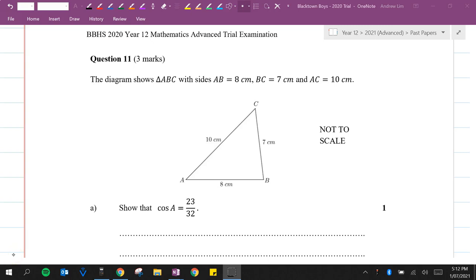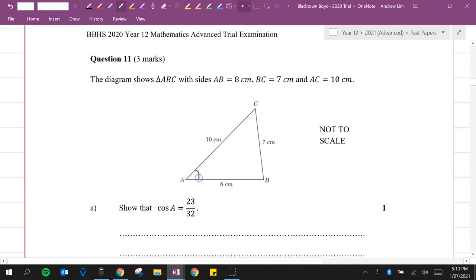Okay, so in this video, we're going to be looking at question 11 of the 2020 Blacktown Boys High School Trial exam. The diagram shows triangle ABC with sides AB equals 8 centimeters, BC equals 7 centimeters, and AC equals 10 centimeters. Show that cos of angle A is equal to 23 over 32.